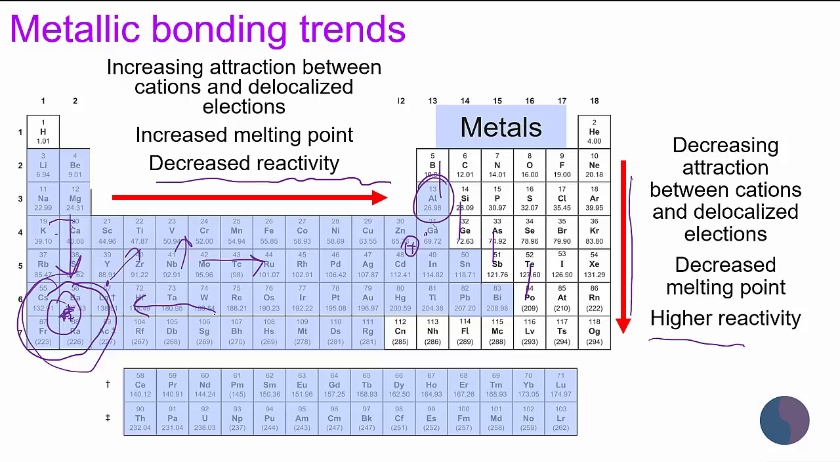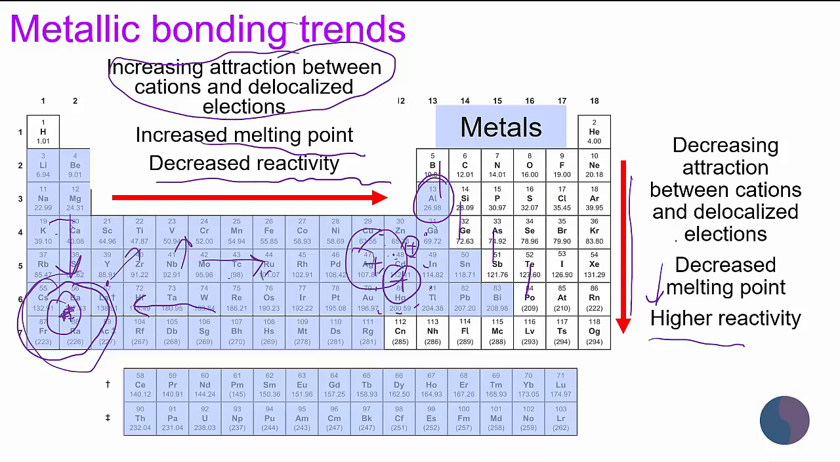Okay, and because the cations here are going to be more closely attracted to the delocalized electrons, the melting point will also increase, and then vice versa decrease. So reactivity and melting point are related in this sense, and there's the explanation there as well. Increased attraction between cations and delocalized electrons, decreasing attraction between cations and delocalized electrons. So that's explaining and describing the melting and boiling points and reactivities.